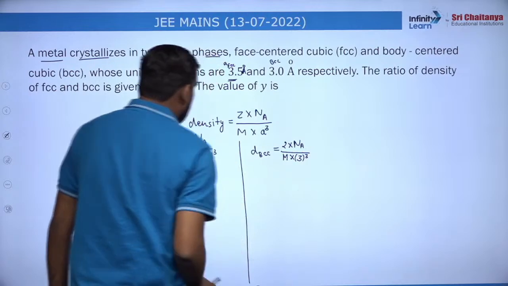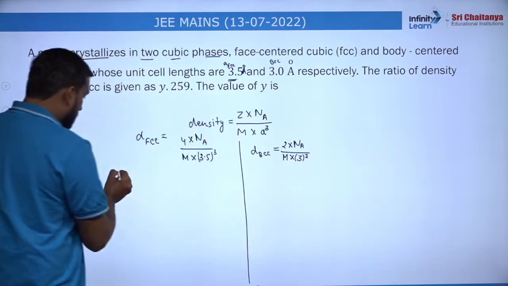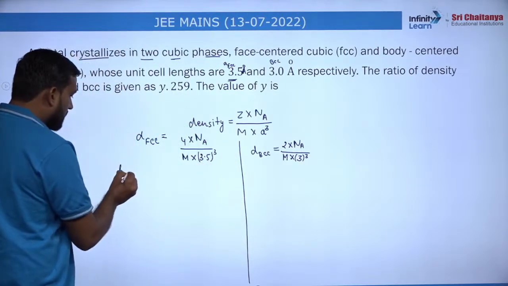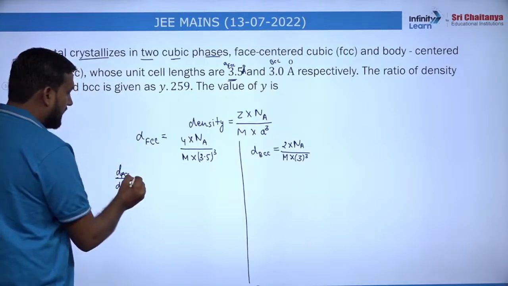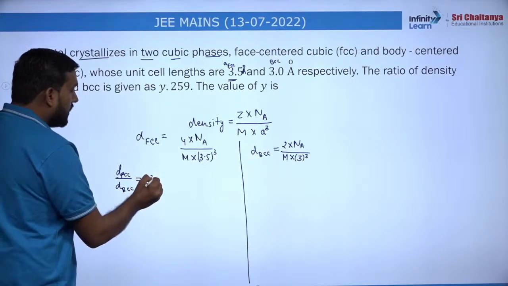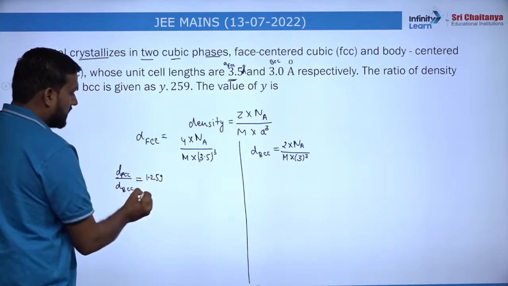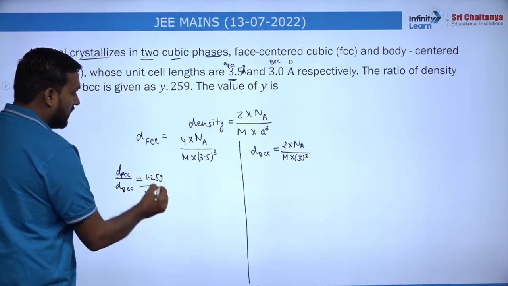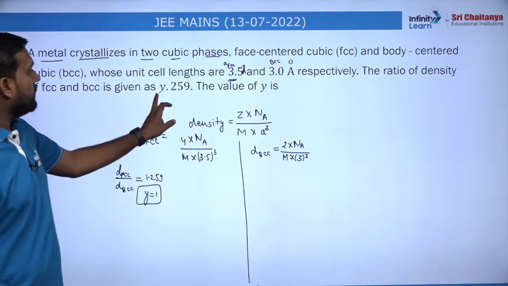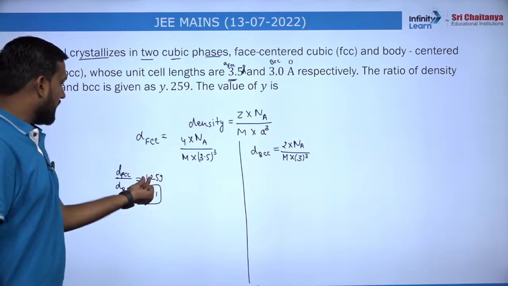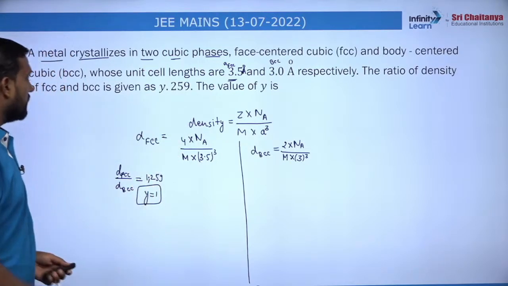Now you have to just take the ratio of both of them. If you divide the density of FCC by density of BCC, you will get the final answer, and that comes out to be 1.259. So the correct answer of this question is basically 1, because the value of density ratio is given by Y.259, so Y is representing the 1. So this will be your final answer.